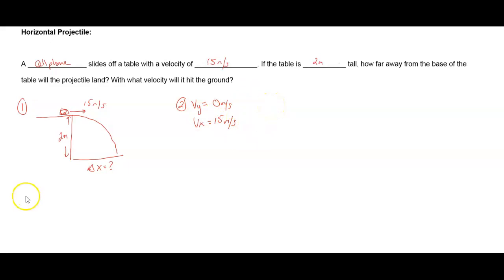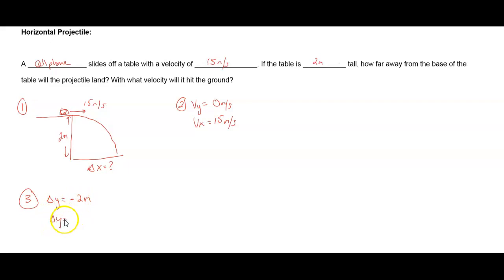Your third step is to find time, and I generally say use delta y or delta x, whichever is known, to find the time that it's in the air. Had I said it hits the ground a certain distance away and you're trying to find the height, you'd use delta x. In this case, we know delta y, because the table is 2 meters tall, so the projectile is going to fall 2 meters down. That means delta y is going to be negative 2 meters. And we can use this to determine what the time would be.